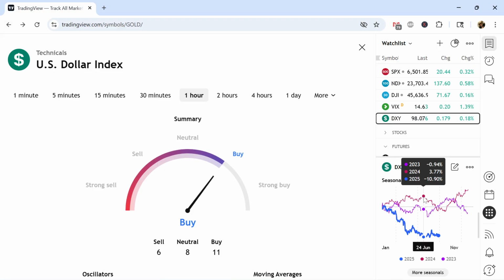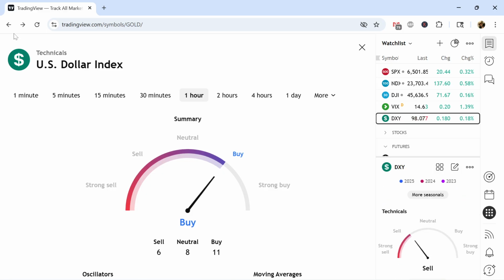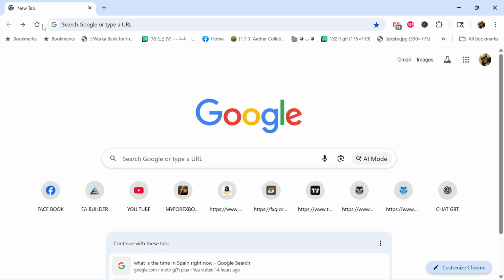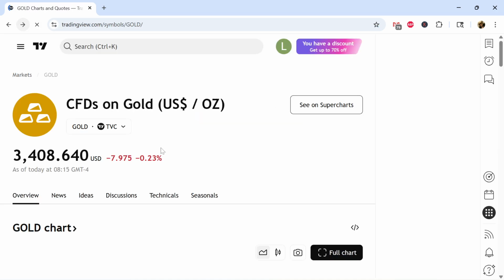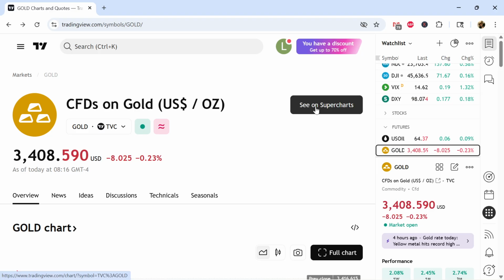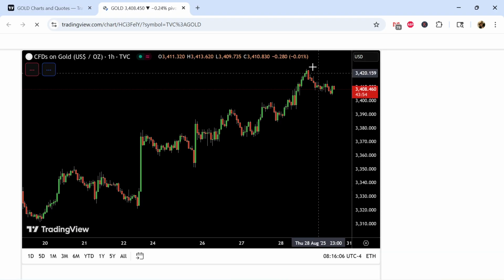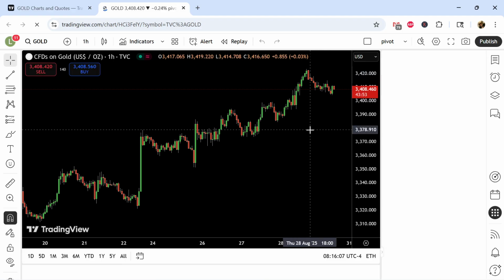Okay, where is my chart? Since we're here, let's see what we have in the gold here. There we go. You see? It's hanging up there.